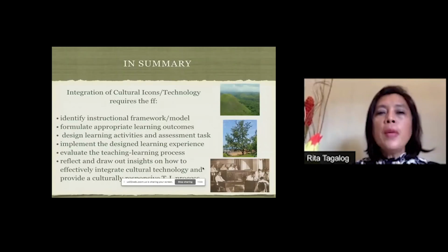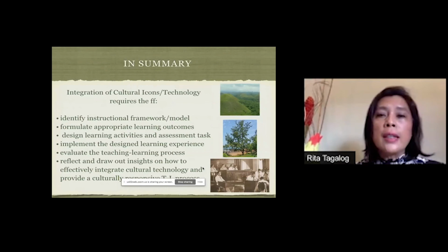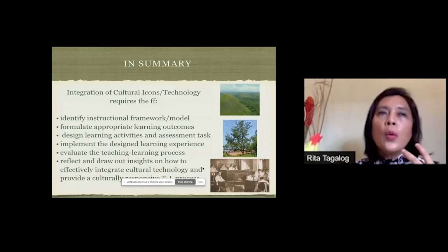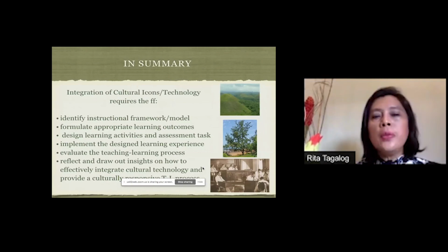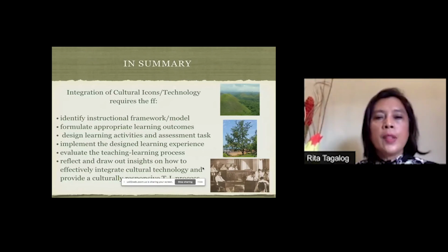In summary, let us now look into simple steps in integrating cultural icons or technology in the teaching learning process, so that this technology can help aid or support in the acquisition of the expected outcomes of the students. Okay, so first we need to identify what type of teacher you are, no? So what is your paradigm in teaching? So you can choose any of the instructional frameworks or models in integrating cultural icons, no? And make sure to really understand the process, because if you don't get the entire message of the process, then somehow you might miss some things in between.